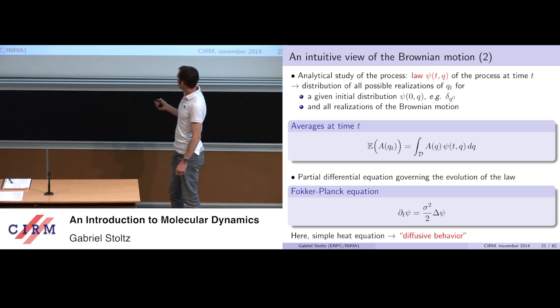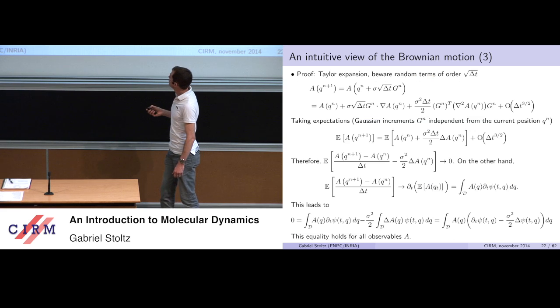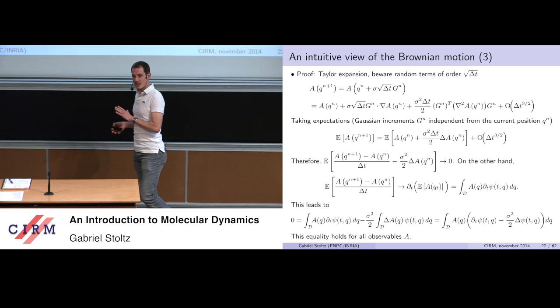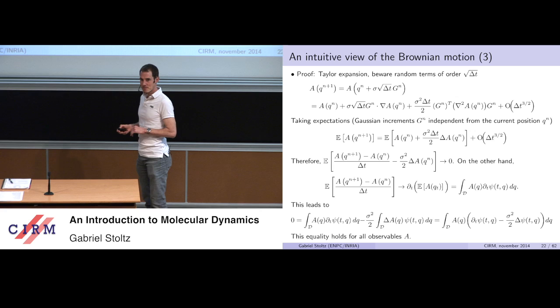The important thing here is to motivate why this probability distribution would be evolving according to this equation. The reason being that afterwards we will be looking for steady-state solutions of the Fokker-Planck equation in order to characterize invariant measures. So the proof is here. I won't go into detail because you have the slides. Basically, it's a Taylor expansion up to second order, because you've got a square root of delta t. And so if you want to keep track of terms of order delta t, you have to go to second order. So you write your Taylor expansion here.